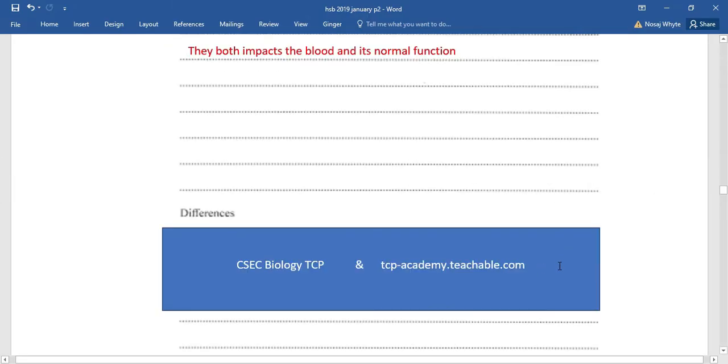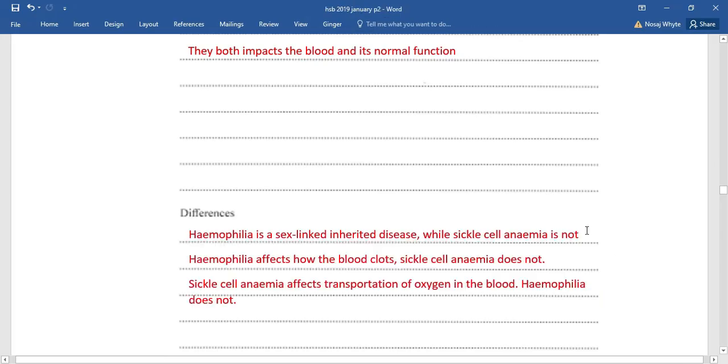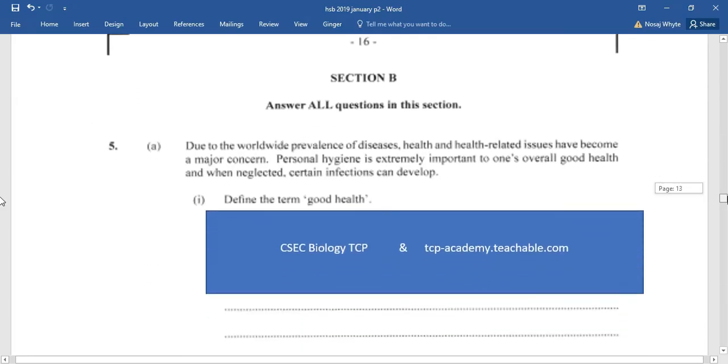The differences are, and let's look at those. Hemophilia is a sex-linked inherited disease, while sickle cell anemia is not. Hemophilia affects the blood clot. Sickle cell anemia does not. Sickle cell anemia affects transportation of oxygen in the blood. Hemophilia does not. So we're asked to do 2, and we have done a little more than 2 here for sickle cell and of course hemophilia. So we move on to question number 5.